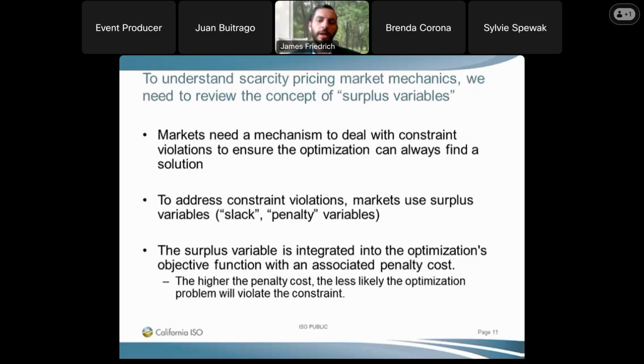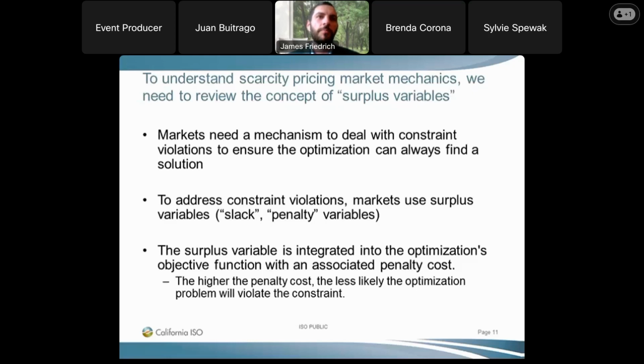Okay, so I do have a numerical example in the middle of this presentation, but to be able to understand the numerical example, we have to go through the concept of what's called a surplus variable. So our market runs a least cost optimization problem subject to various constraints. And constraints in a normal optimization problem, if a constraint binds, the problem sort of shuts down and says no solution can be found. And of course, in our market, that's not an appropriate outcome.